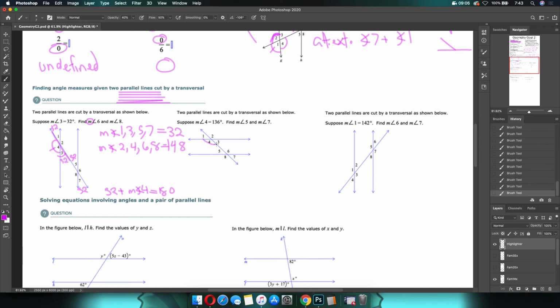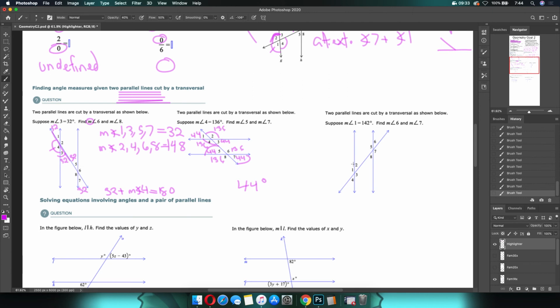So over here, we're told 136. I'm not even going to look at what they're asking for. I'm just going to say 136. Now what's 180 minus 136? 44. Now I'm ready. What are they looking for? The measure of angle 5 and 7. Oh yeah, it's 44 degrees. Didn't even need to think.